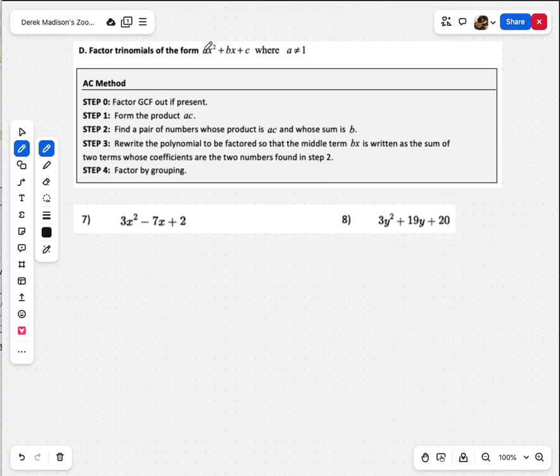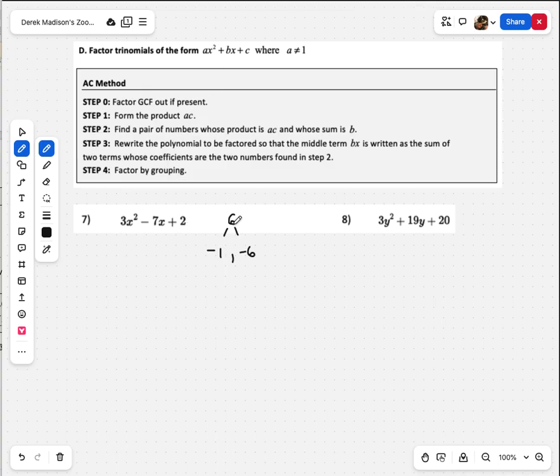So a is your coefficient of your x squared term, c is the constant term on the end. So for this one, 3 times 2 would be 6. And then we look for what numbers multiply to be 6 but add to be negative 7. So it sounds like -1 and -6. So very much like what we just did for the trinomials where it did start with a 1. But in this case, we have to account for that 3 out front.